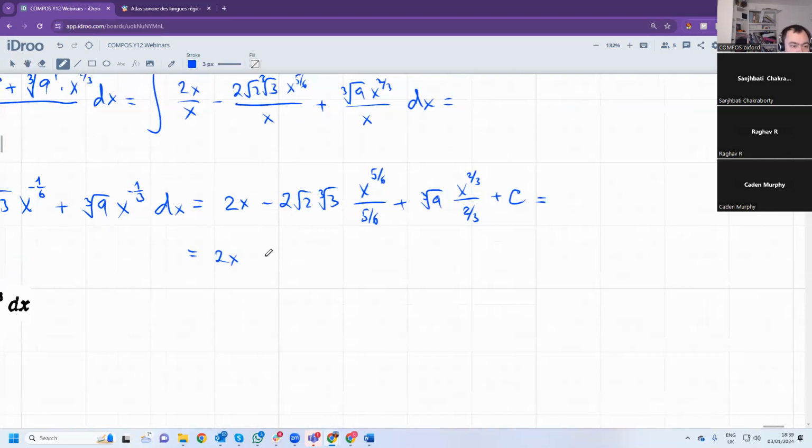So 2x minus, so 5/6, you divide by 5, so it's divided by 5 times 6, so it's 12 square root of 2 cube root of 3 over 5 x to the power 5/6 plus 3 cube root of 9 over 2 x to the power 2/3 plus c. And that is the answer.